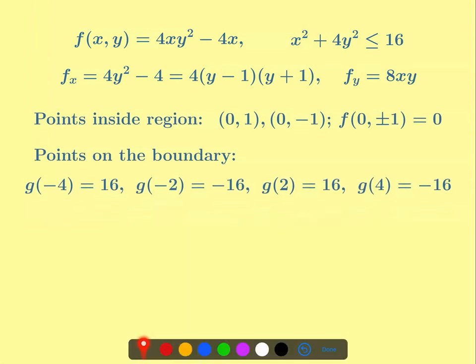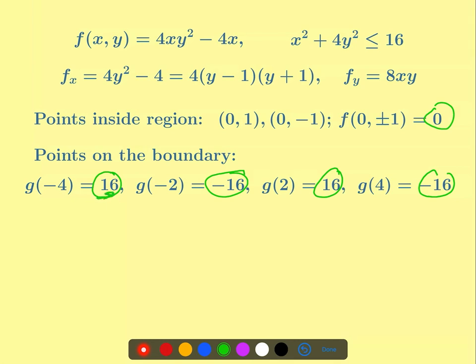So these are our values of f, on the boundary for this part, and inside for this part. So we have 5 different values that we need to look at: the 0 here, and the minus 16, and the 16, the minus 16, and the 16. The problem is to determine which one's the largest and which one's the smallest. So we can see easily that the maximum value of our function is 16, and the minimum value is minus 16. But part of the problem was also to determine where they occur.